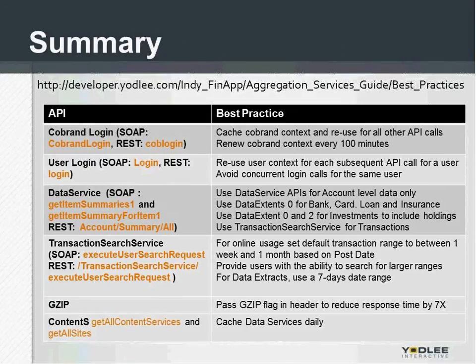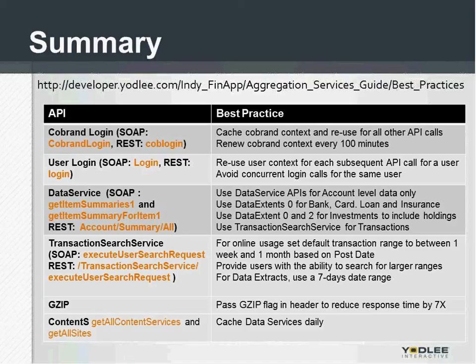we have the 5 performance tips, starting with co-brand login and user login. For co-brand login, really simple: cache your co-brand context and reuse the co-brand context for all subsequent API calls. Renew the co-brand context every 90 to 100 minutes, and you'll be in great shape. For the user login, reuse the co-brand context for each subsequent API call for a user. Avoid using concurrent login calls or calling the login API prior to every single API call.